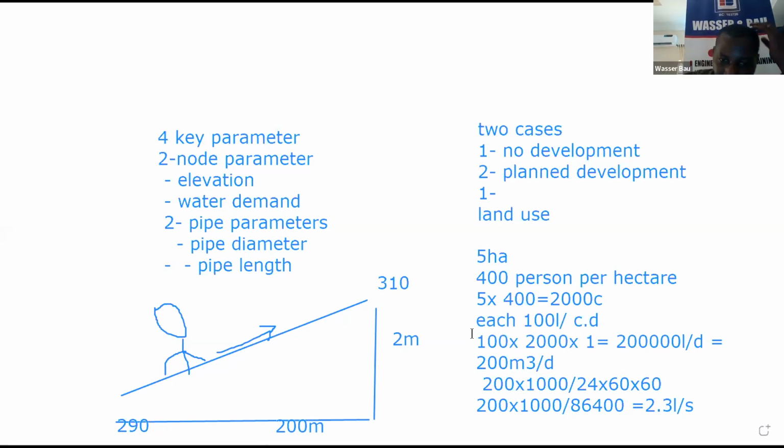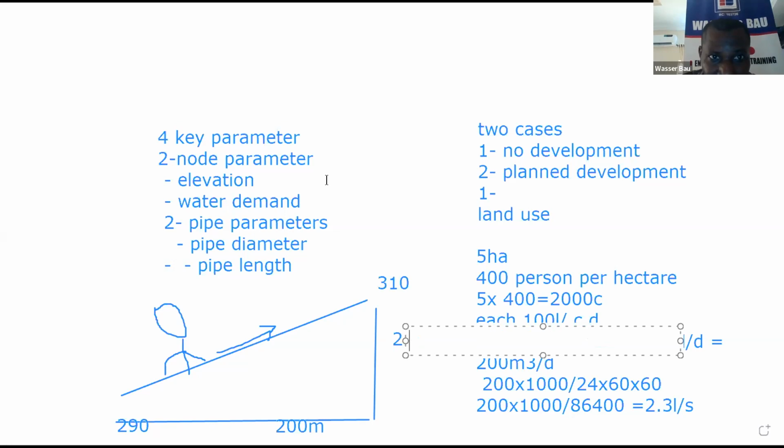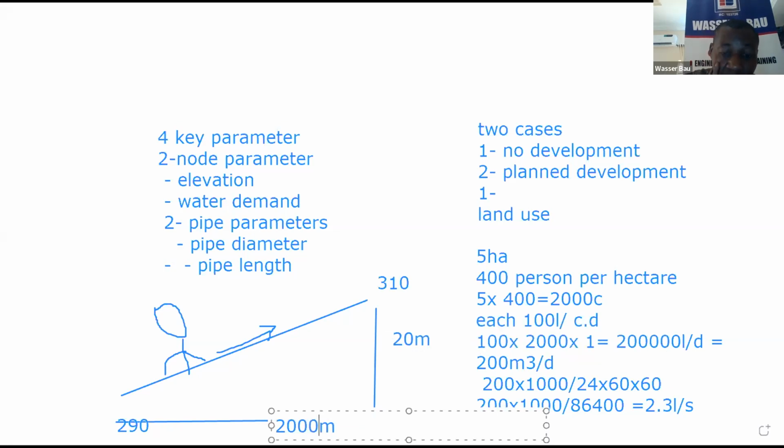Got it? So, what's my slope? No, I'm wrong. Sorry. If this is 310 and this is 290, that means I've walked 20. So let's say 2,000 meters. I walk 20 meters. It's quite a slopey place, because this is 310, this is 290. So the difference will be 20 meters, of course.